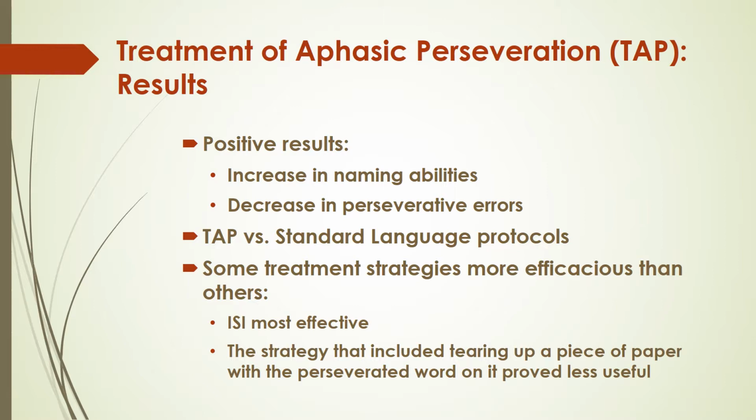The interstimulus intervals were useful in decreasing perseverative errors, although the tearing up of the pieces of paper and then putting them within the eye line of the participant was less effective in helping them not perseverate in that moment.